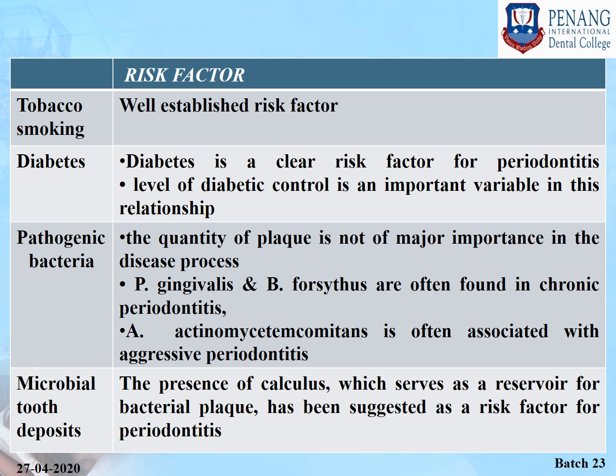Then comes microbial tooth deposits. The presence of calculus, which serves as a reservoir for bacterial plaque, has been suggested as a risk factor for periodontitis, because if there are more tooth deposits, there will be more pathogenic bacteria. If there are more pathogenic bacteria, there will be more severity of periodontitis. So it's a vicious cycle.